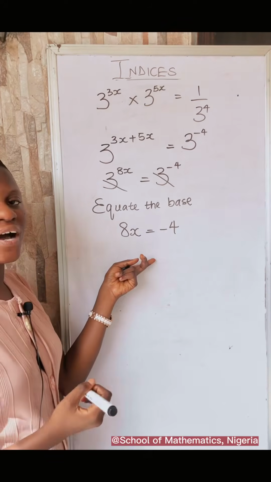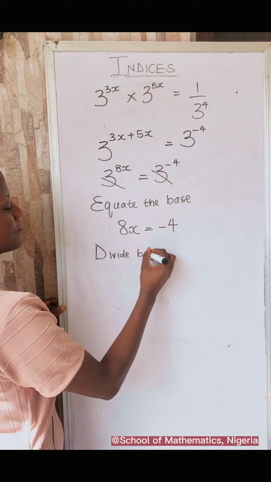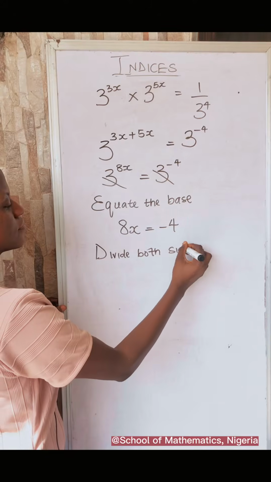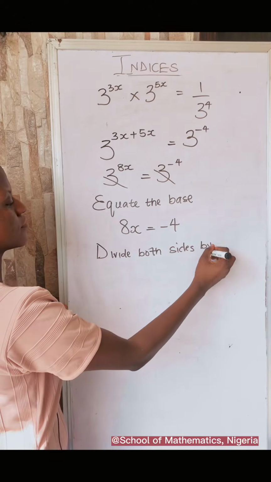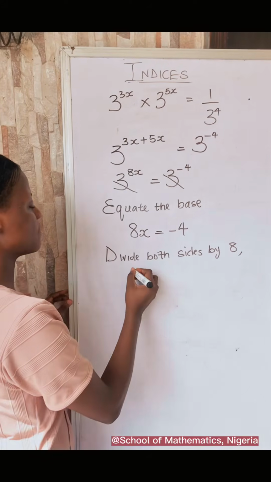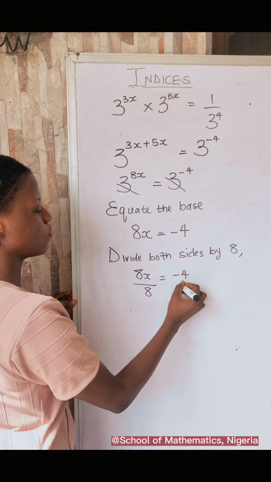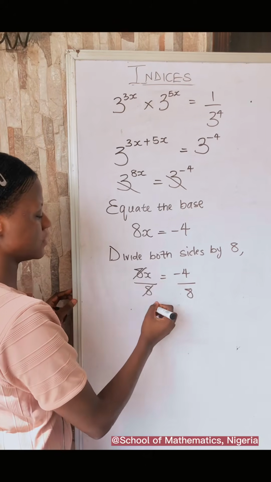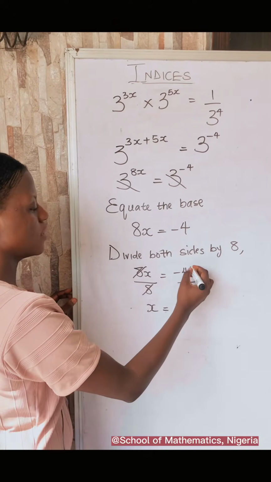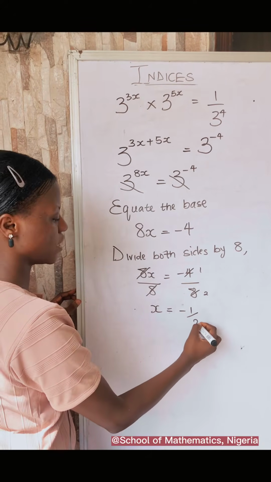So in this case, you have to divide both sides by the coefficient of x. Coefficient of x in this case is 8. So you have 8x over 8 and minus 4 over 8. So 8 cancels 8. We're left with x equals minus 4 over 8, which is minus 1 over 2.